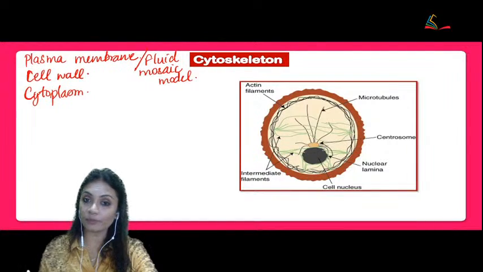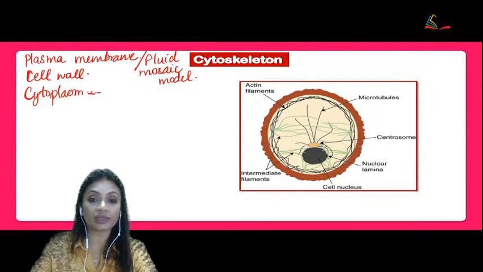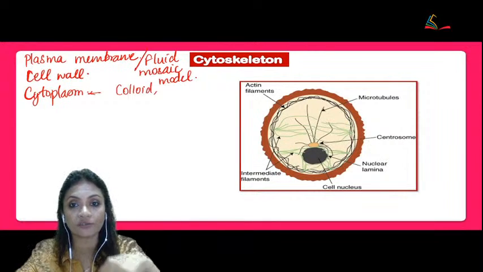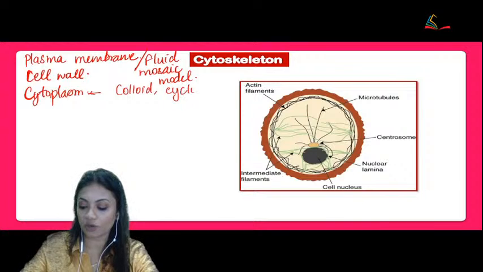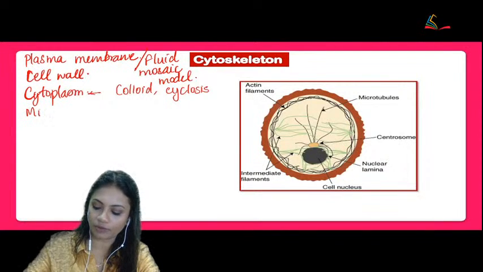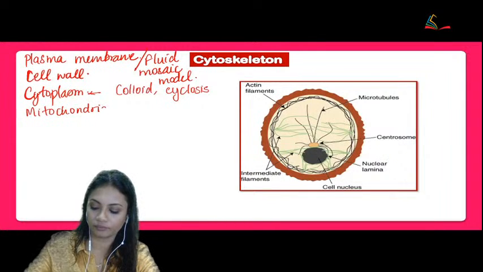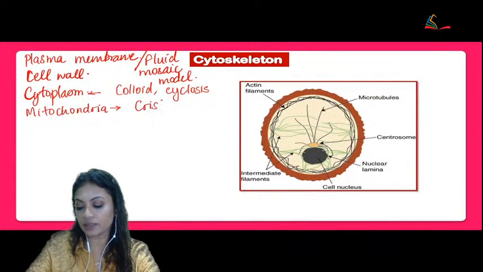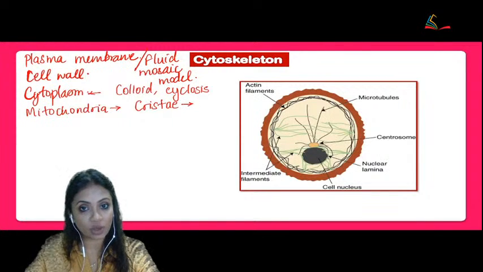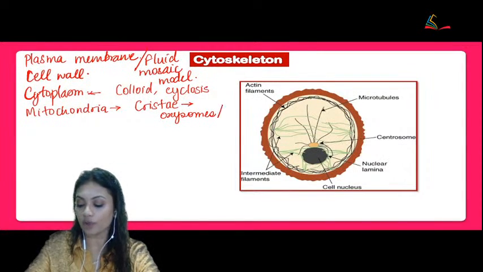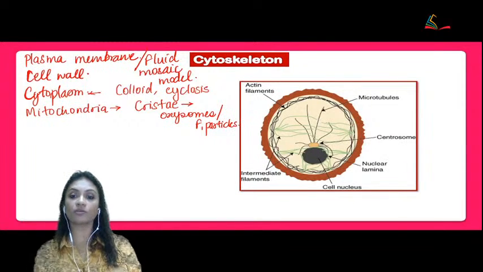After the cytoplasm, we moved on. Do you remember the cytoplasm? I told you that it was a colloid structure. And also I told you that there was a specific type of movement of the cytoplasm. We had given it the name cyclosis. It was also called the streaming movement. After cytoplasm, we went on to the mitochondria. Mitochondria had the inner membrane which had infoldings, and those infoldings were called cristae. Cristae had small particles on it, and those small particles are called oxysomes, or they may be called F1 particles.